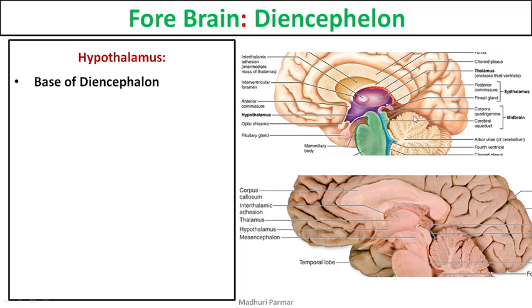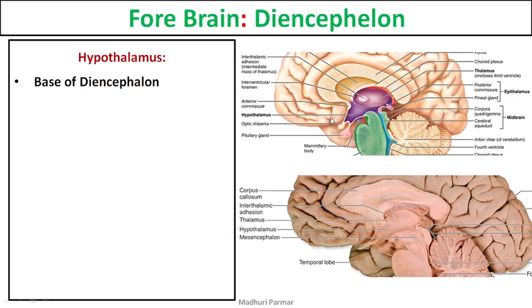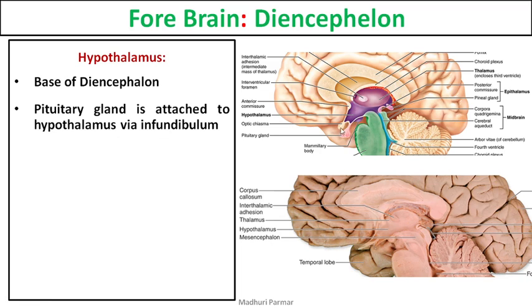And finally, the base of diencephalon. So we saw epithalamus, we saw thalamus. Now we will see hypothalamus, which means the base of diencephalon, which is shown here in dark purple color. This whole part is your hypothalamus. The pituitary gland, which is shown here, is attached to the hypothalamus via this structure, which is known as infundibulum. So this here is your whole hypothalamus. At the base of hypothalamus, you have attachment of pituitary gland through a structure known as infundibulum.